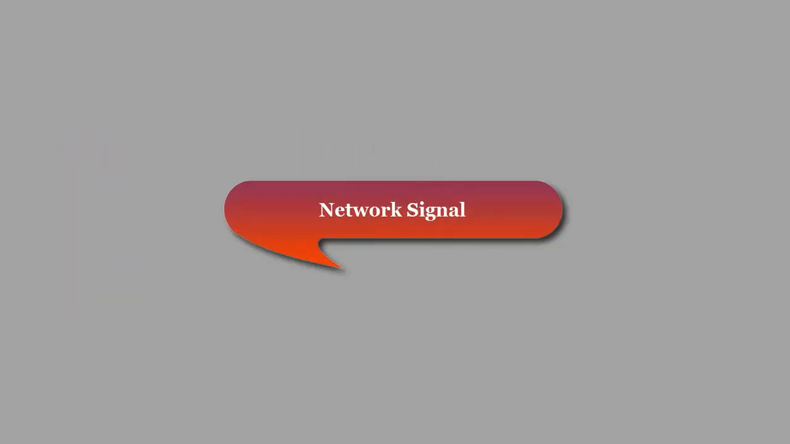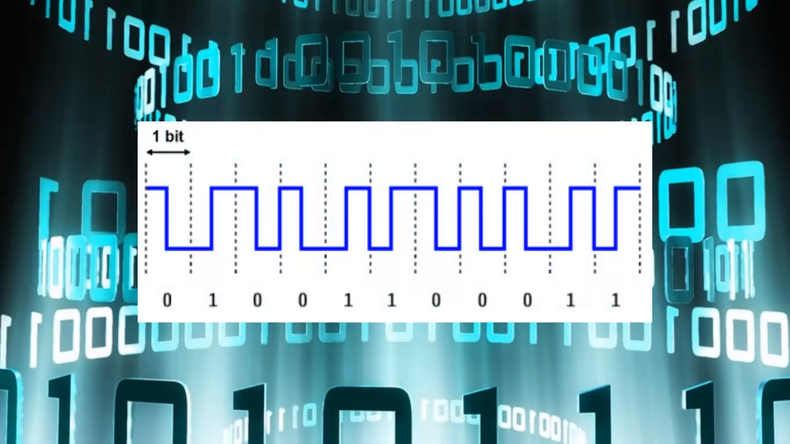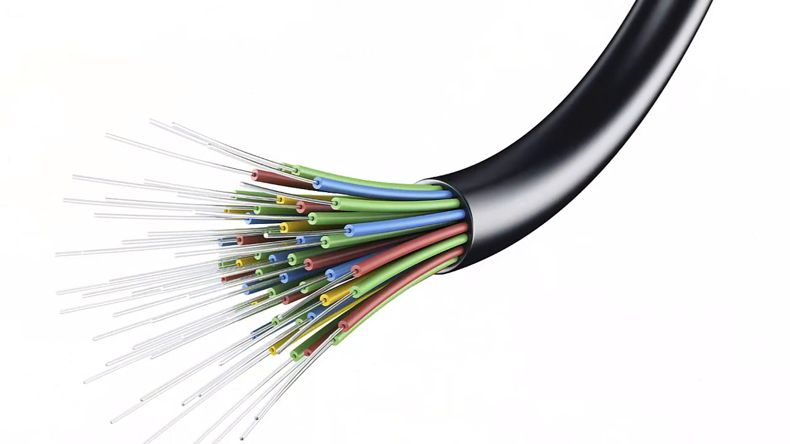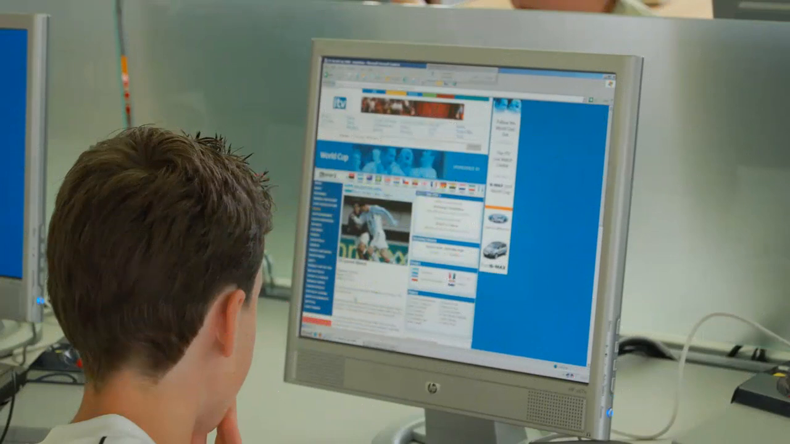Network signal. For transmission, the computer makes digital signals 0 and 1 which it gives to the network media or cable to send to the other computer. Copper cable carries the data as an electric signal or voltage, and fiber optic cable carries the data as a light pulse. The receiving computer converts this signal back into a binary or digital signal by using software and processes it if needed.